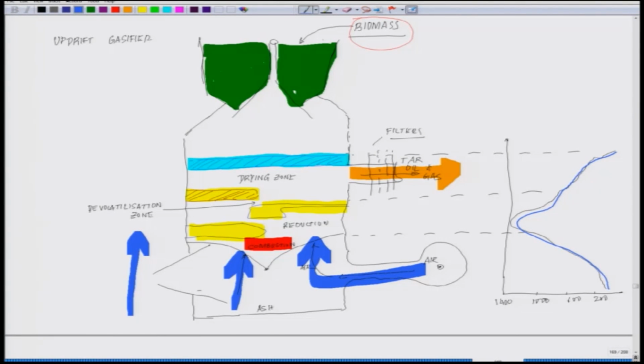The temperature varies at different parts of it. At the drying level, the temperature varies from around here, where the drying zone is, in and around 200 or a little more than 200. Now, if you go down to the devolatilization zone, which is out here, the temperature is hovering somewhere here.